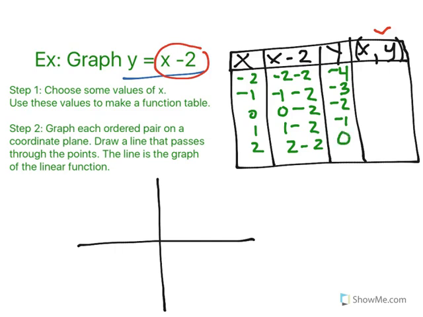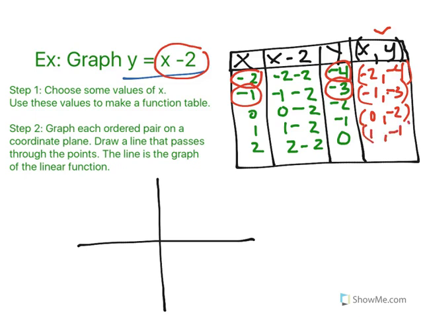Okay, so now all I'm going to do is combine my x with my y for my coordinates. So I'm going to do -2, -4. That's going to be my first ordered pair. And then I'm going to have -1 with -3, and then 0 with -2. I'm running out of space here. 1 with -1, and then 2 with 0. Again, you're just copying these values here.